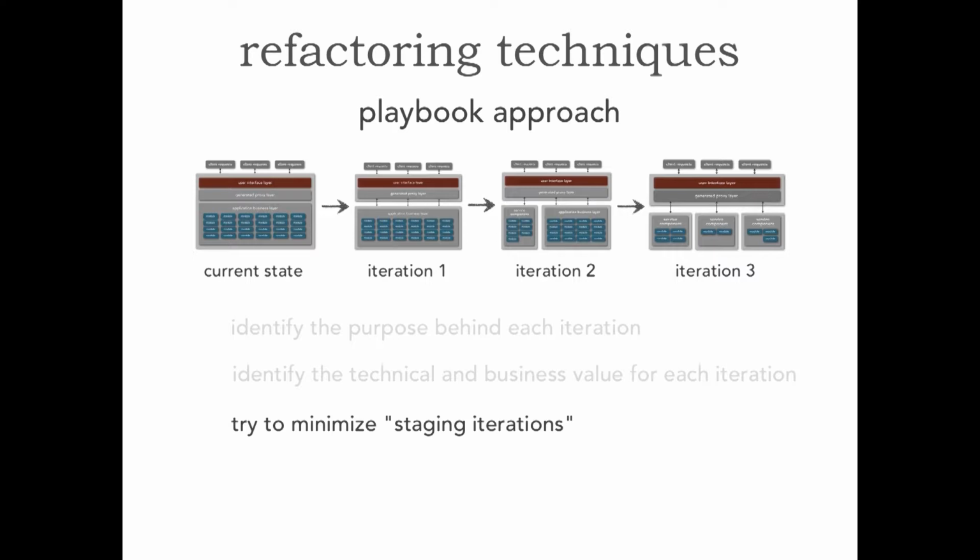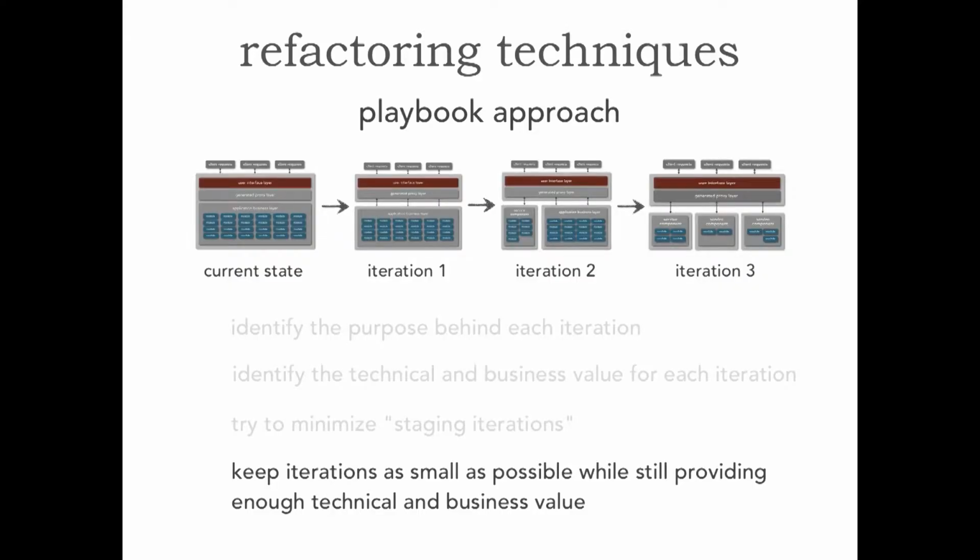You probably will have some of these. A staging iteration is an iteration in your playbook that really does not have any business value associated with it. In other words, let's say that we're going to split up the application, like in this case, and what we want to do is set up a messaging infrastructure within our environment because we don't currently have one. This would be a separate iteration so that everything is set up to be able to start migrating components. That's a good example of what would be called a staging iteration. There's a little bit of technical value, which is we get our messaging infrastructure in place, for example, but there's no business value associated with that.